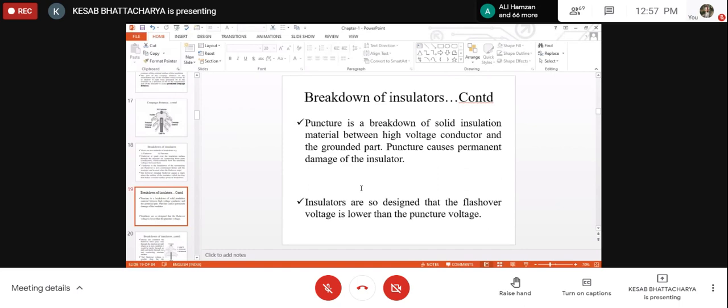before puncture, flashover will take place in the system, and whenever there is some flashover in the system, it will give an indication that the system is not behaving normally, some abnormality has developed. So it will tell us that we should take remedial steps, and after the fault or abnormal conditions are removed, the system can safely be used. But had the puncture voltage been lower than the flashover voltage, we could not get this opportunity.